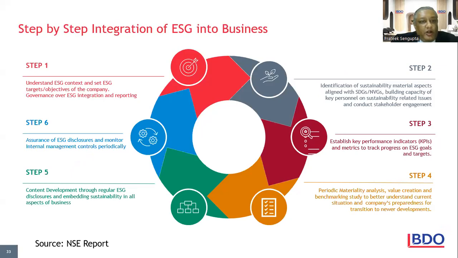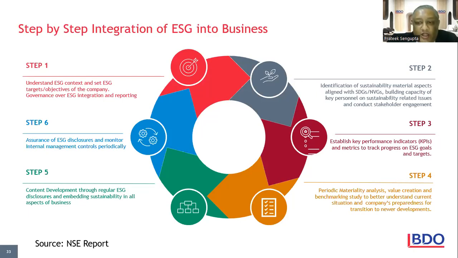Now, stepping a little into the step-by-step integration of ESG into business. This is something Dipankar did touch upon when he was speaking. But here the source that we are using is the Nairobi Stock Exchange report. This is their guidance, so for companies that are registered or operating out of Kenya, this may be of specific use to you. Step 1: understand the ESG context and set ESG target objectives of the company, and governance over ESG integration and reporting. That is a very, very critical aspect of the first step.